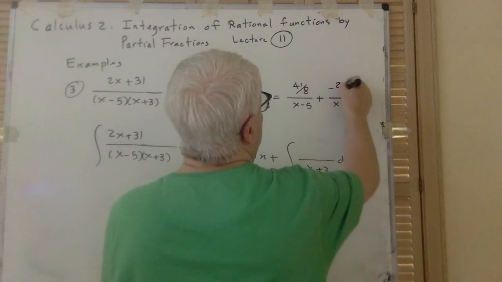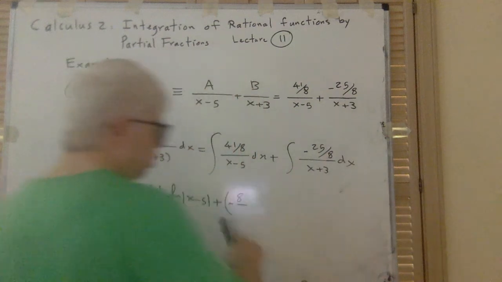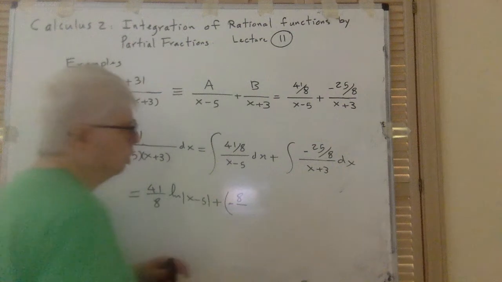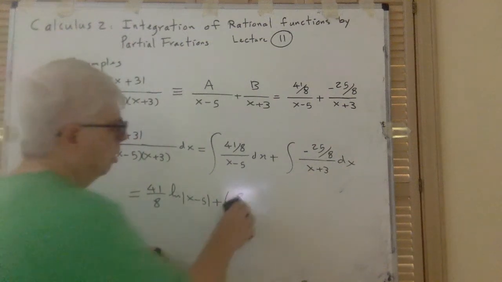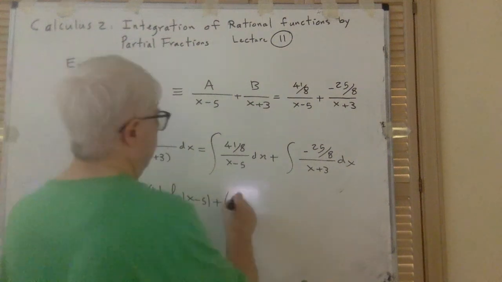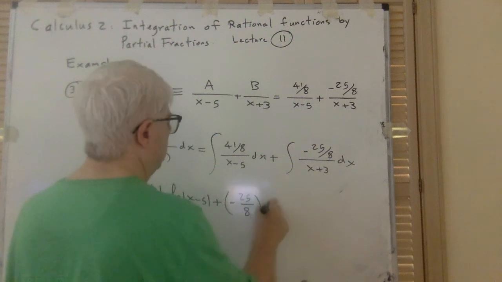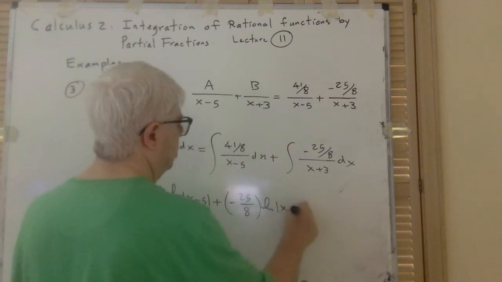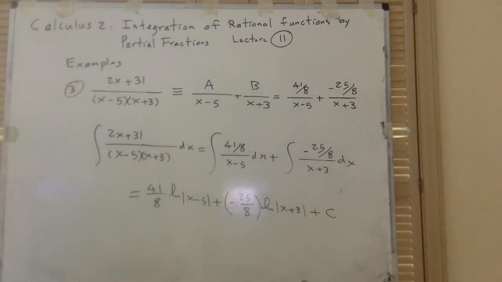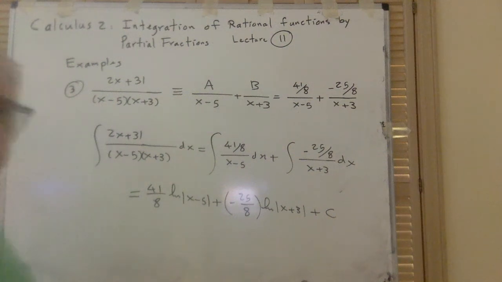Minus 25. If I wrote that 8 over 25, that was wrong. So that is 25 over 8. Minus 25 over 8 ln of x plus 3 plus a constant. And that's it. That is finished.